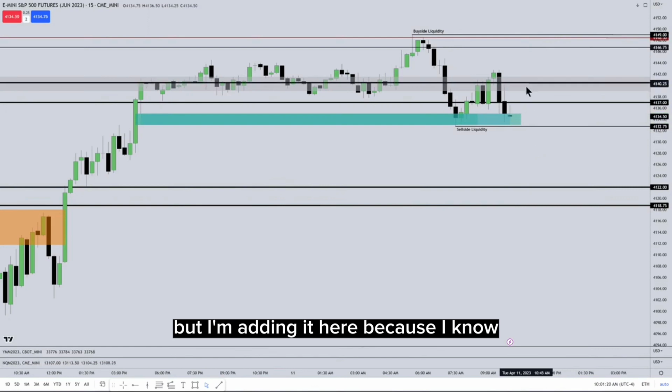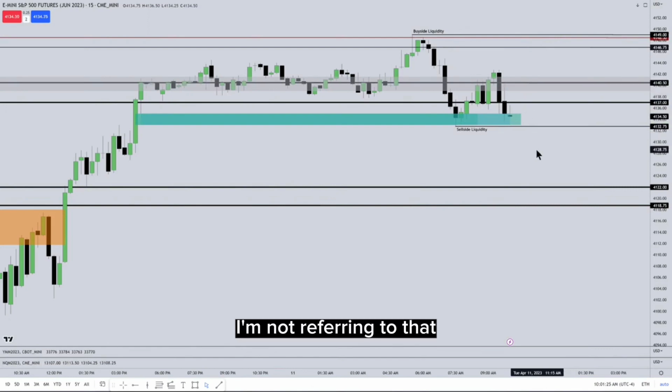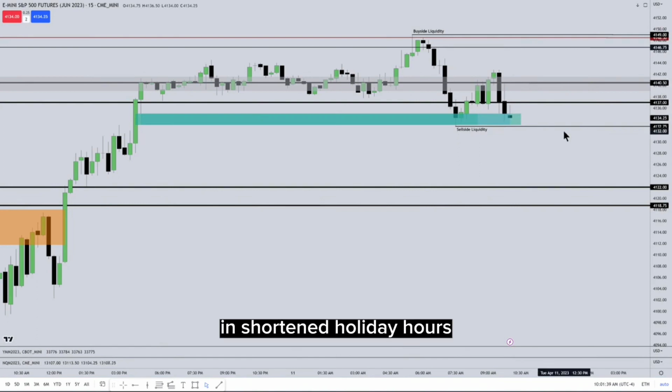But I'm adding it here because I know some of you probably have that on your chart as well. I'm not referring to that one. I'm using this one here, 4140.50 and 4137 even. The reason why I'm doing that is because it's in close proximity to what the actual new week opening gap is for this week, so where we closed last Friday in shortened holiday hours to where we opened on Sunday. That is the little gray box area.